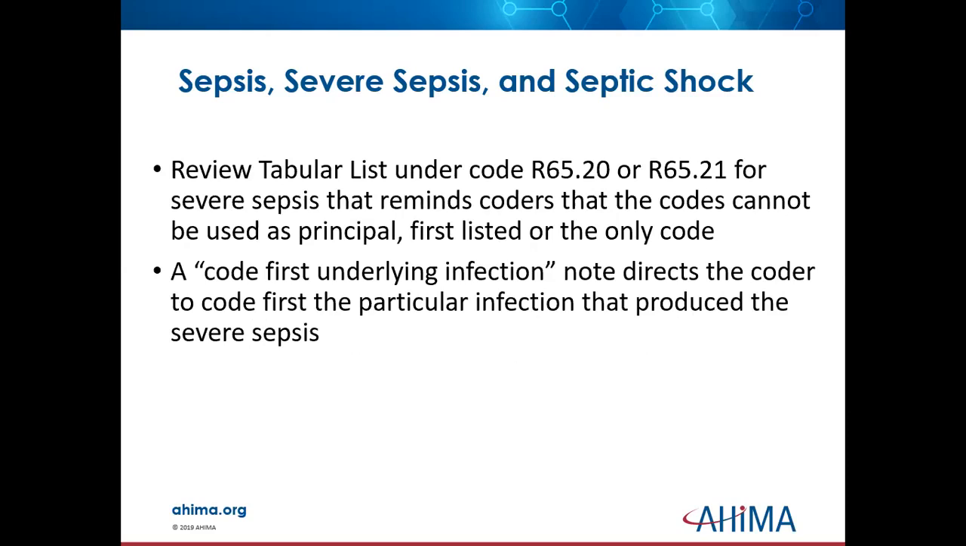So R65.20 and R65.21 for severe sepsis. There are notes in the book that tell us that these codes cannot be listed as a principal, first listed, or the only codes. So in other words, when you're encoding a hospitalization and the provider documents severe sepsis or septic shock, you can never have these R65s as the principal diagnosis. We would code the underlying infection, in other words, the code from A40 or A41.